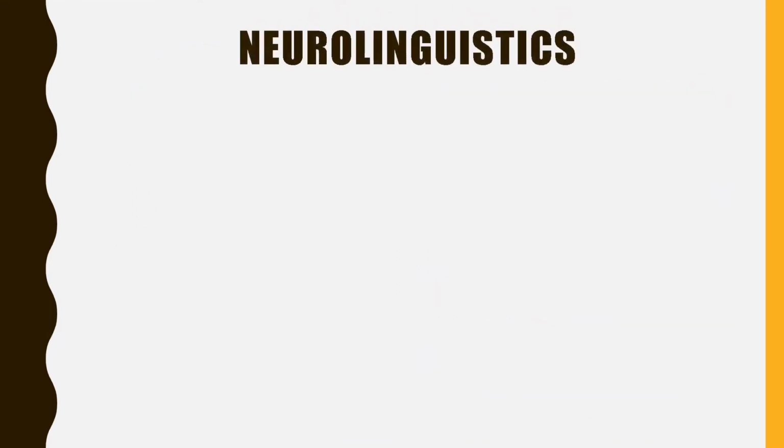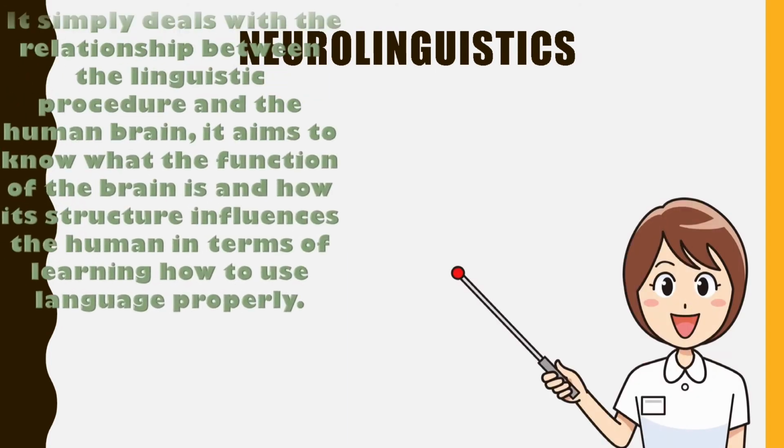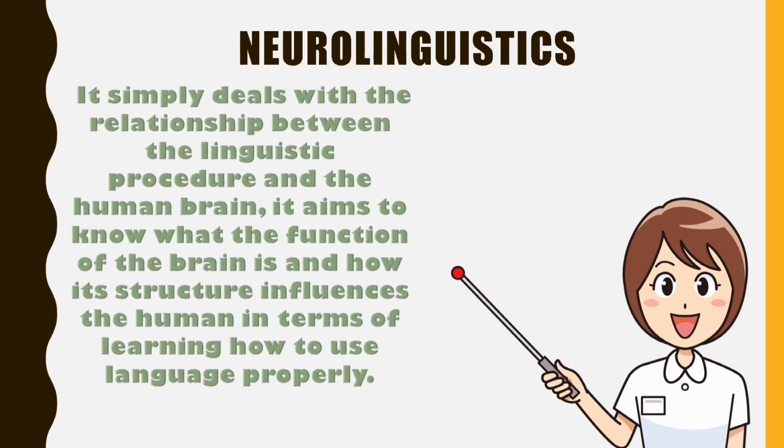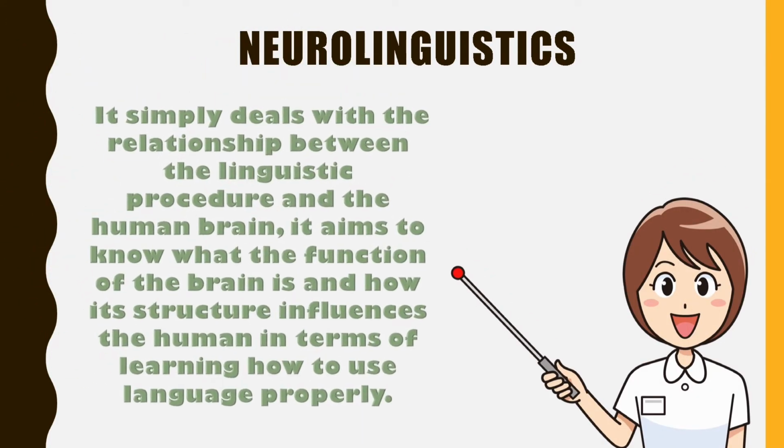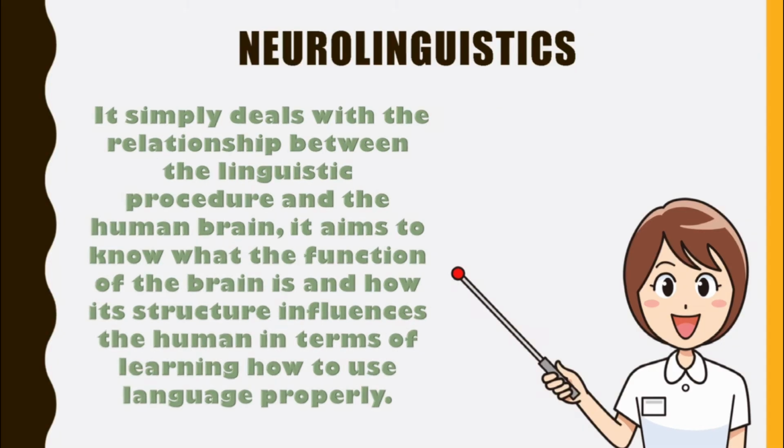Let's talk about neurolinguistics first. It is a study of language and the brain. It simply deals with the relationship between the linguistic procedure and the human brain. It aims to know what the function of the brain is and how its structure influences the human in terms of learning how to use language properly. Neurolinguistics is said to be the domain of neurologists, involving the language impairments caused by tumors or brain injuries.